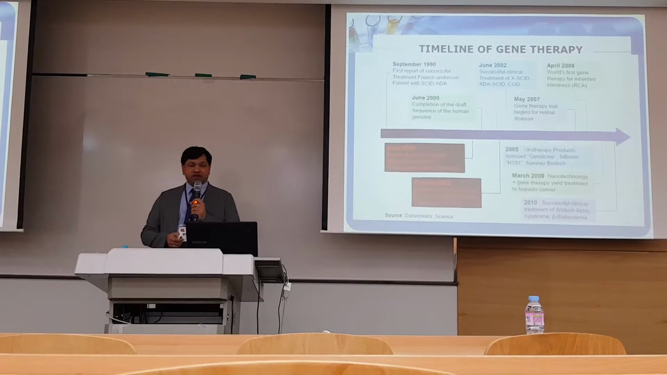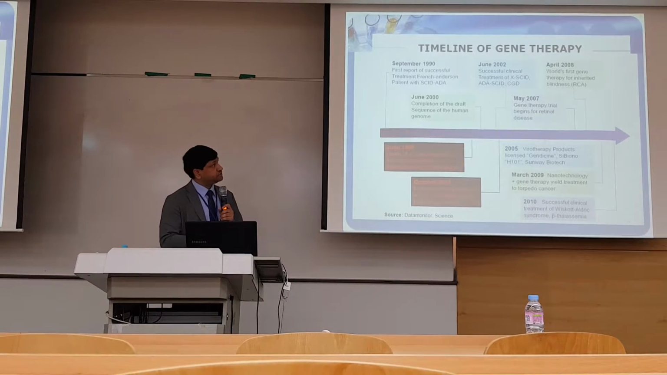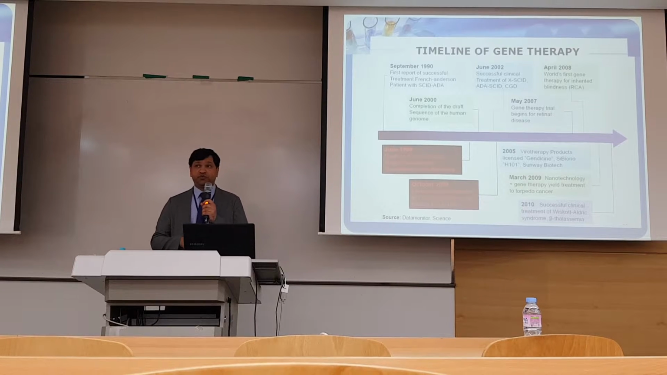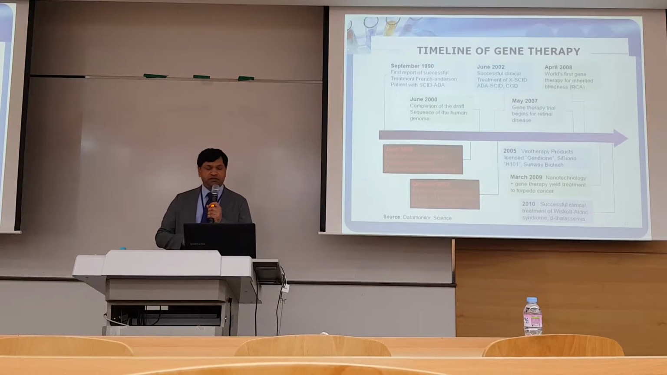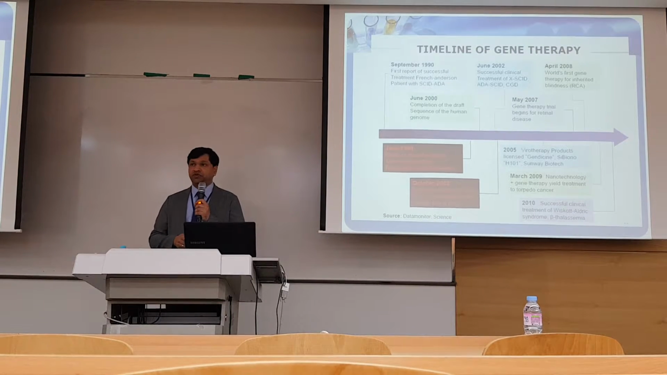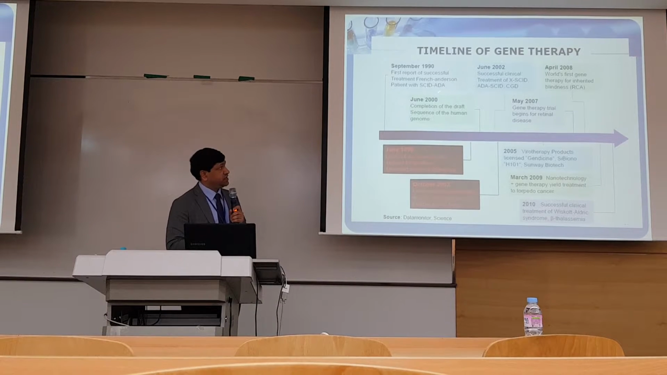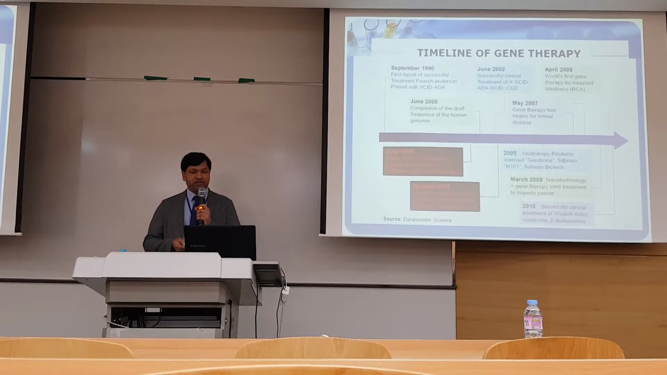If you look at the timeline of gene therapy until now, in 1990 the first successfully reported gene therapy clinical trial was at the French Anderson Center. It was about severe combined immunodeficiency syndrome, which was because of the deficiency of the adenosine deaminase enzyme, and that was the first successful trial.